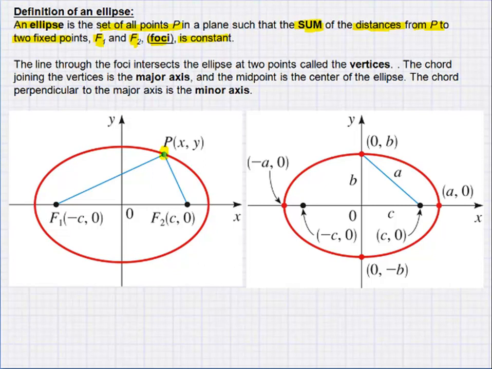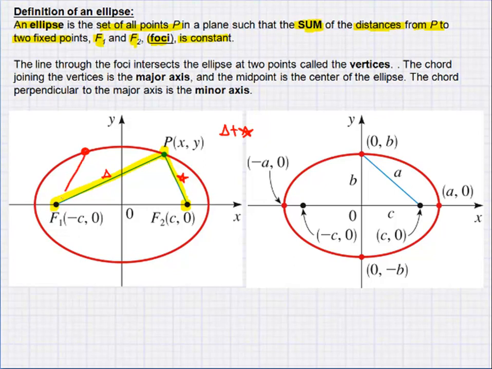The definition says that the sum of the distances between this point and two fixed points, these two are the fixed points, these are our foci. This distance plus this distance has to remain constant. So if I call this triangle and I call this star, okay? That triangle plus star has to remain constant.